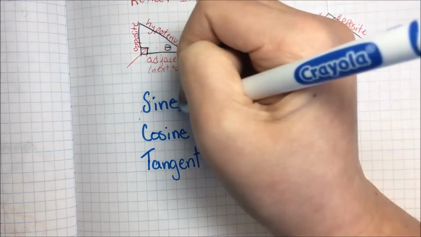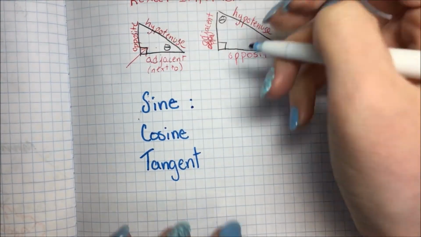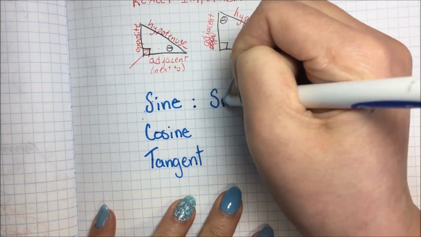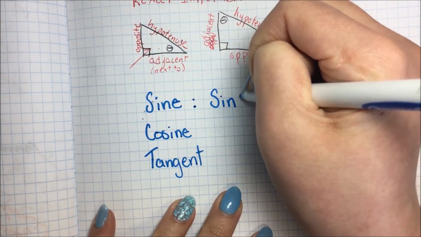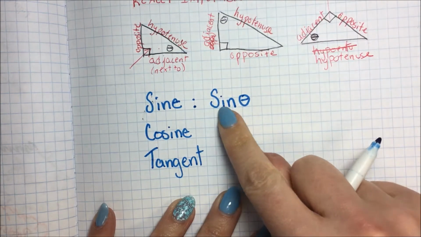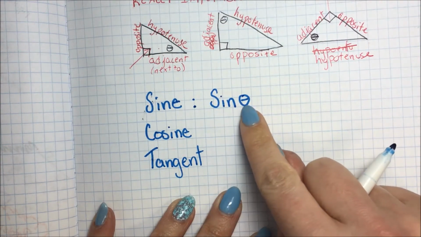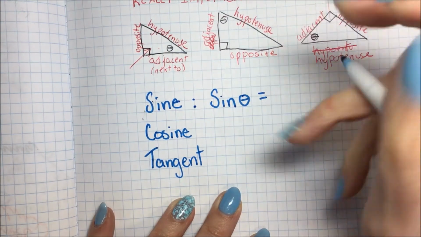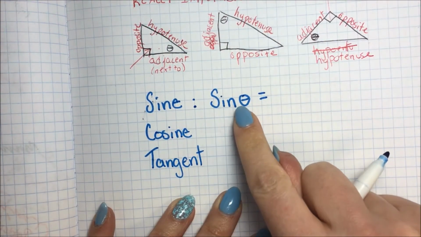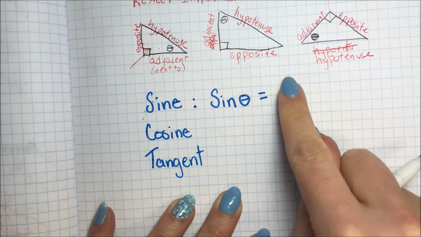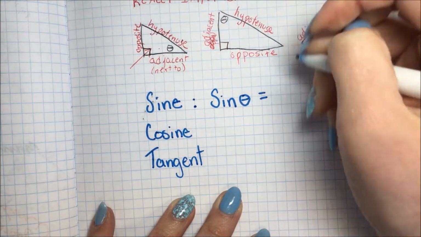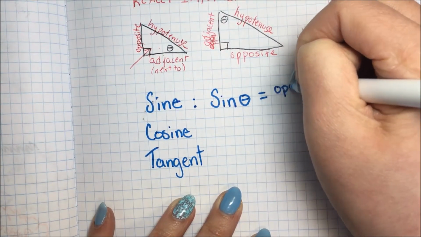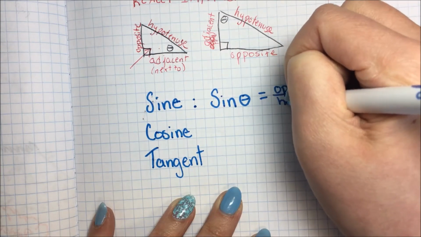Okay? And sine, we abbreviate as SIN. And the sine of an angle ends up being some number. The sine of some degree measure, the sine of theta, is a number that's determined. If I take the angle and plug it into sine, I get a ratio, and that ratio is determined by the opposite side over the hypotenuse.